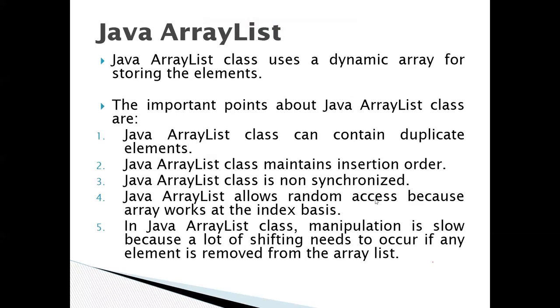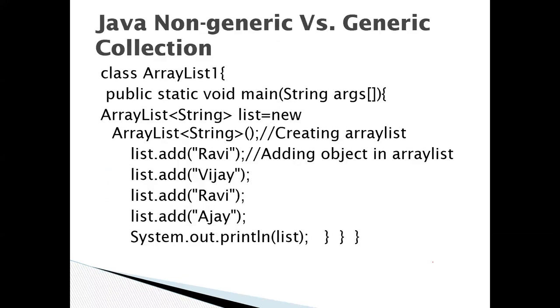Just like an array, it will follow the insertion order. With the index basis you can access. See, array list allows random access because array works on the index basis. See, that is what the question you asked. We have the solution here itself on the screen. No, I was asking about linked list. Linked list also you can access. That is also kind of an index only.